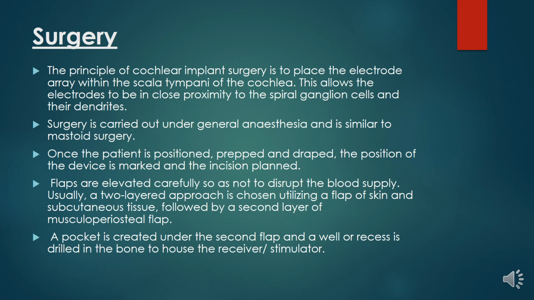Now, surgery. The principle of cochlear implant surgery is to place the electrode array within the scala tympani of the cochlea. This allows the electrodes to be in close proximity to the spiral ganglion cells and their dendrites. Surgery is carried out under general anesthesia, similar to mastoid surgery. Once the patient is positioned, prepped and draped, the position of the device is marked and the incision is planned. Flaps are elevated carefully so as not to disrupt the blood supply. Usually a two-layered approach is chosen, using a flap of skin and subcutaneous tissue followed by a second layer of musculoperiosteal flap. A pocket is created under the second flap and a well or recess is drilled in the bone to house the receiver or the stimulator.